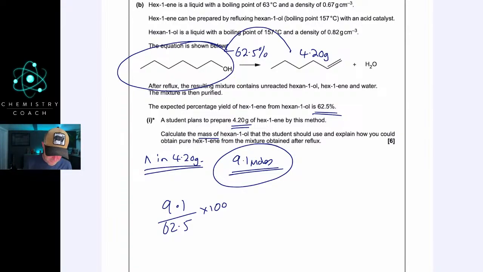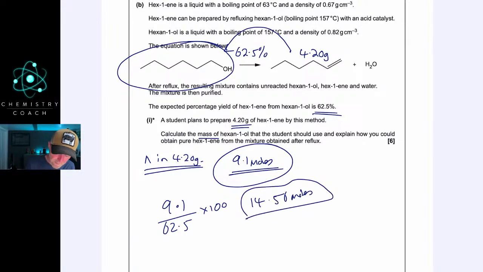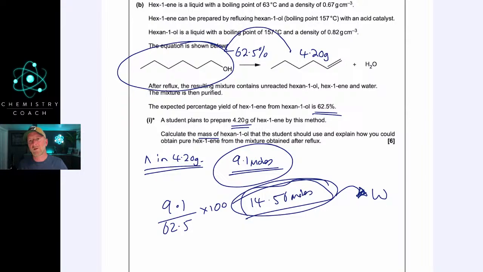And that gives us 14.56 moles. Okay, now I'm just using random numbers here, but that's our answer. That's how many moles of alcohol we need to put in. And then, of course, you turn that into a mass. Okay, and that's nice and easy, you know, because it's literally just number of moles times MR.